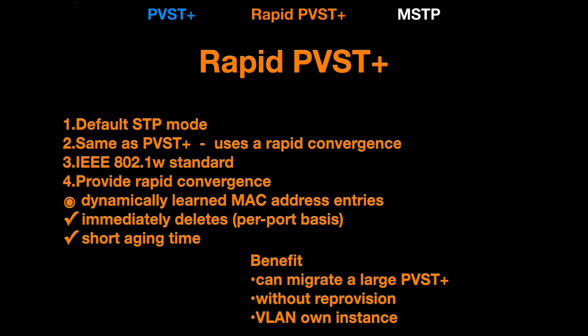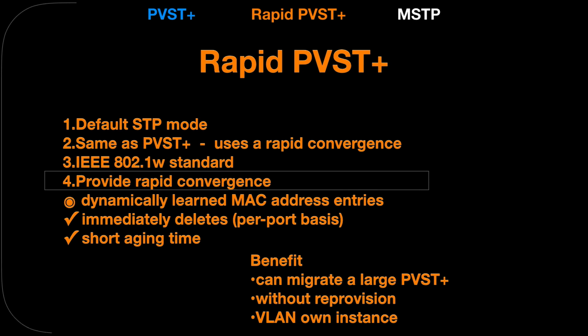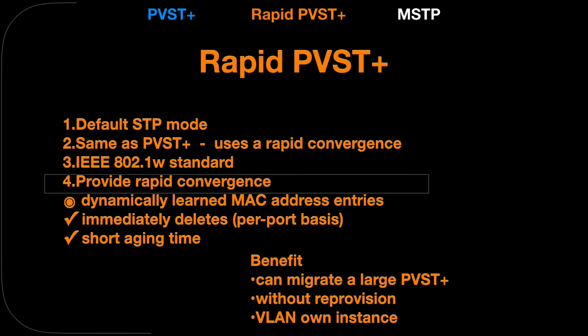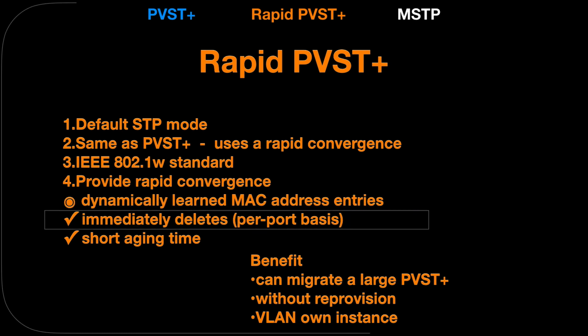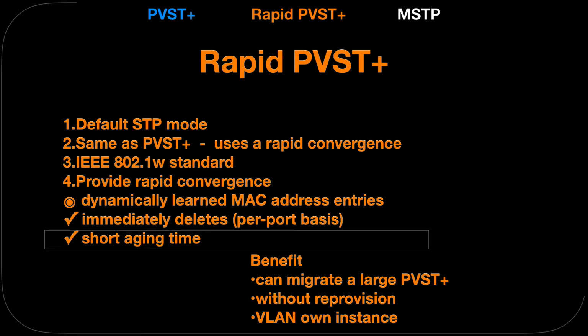Rapid PVST+. Rapid PVST+ is the default STP mode on your device. This spanning tree mode is the same as PVST+, except that it uses a rapid convergence based on the IEEE 802.1w standard. To provide rapid convergence, the Rapid PVST+ immediately deletes dynamically learned MAC address entries on a per-port basis upon receiving a topology change. By contrast, PVST+ uses a short aging time for dynamically learned MAC address entries.